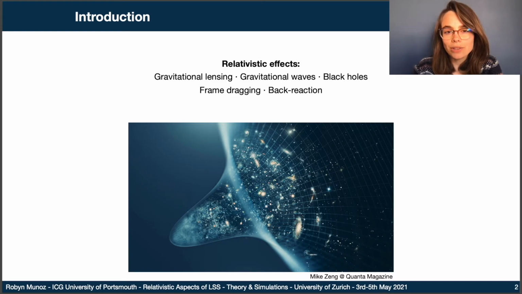So, why are we interested in this? Well, there are lots of relativistic effects, such as gravitational lensing, gravitational waves, and so on. And we're interested in understanding their impact in cosmology on the growth of large-scale structures specifically. So for this, we use numerical relativity simulations using the Einstein Toolkit code to understand the growth of large-scale structures.